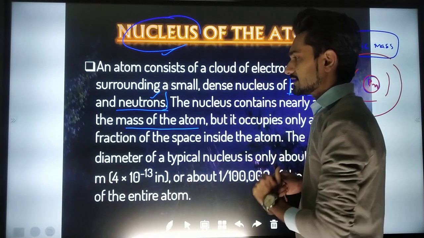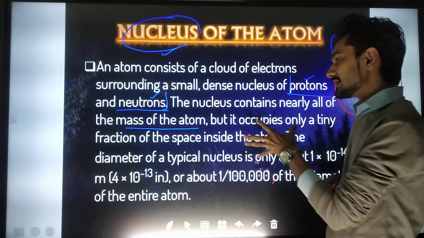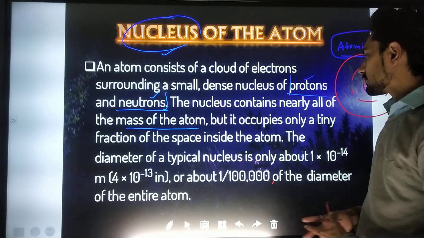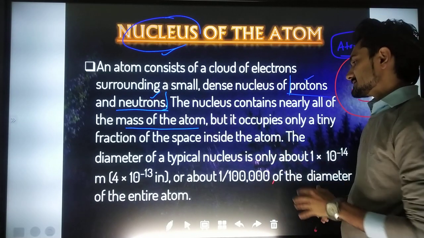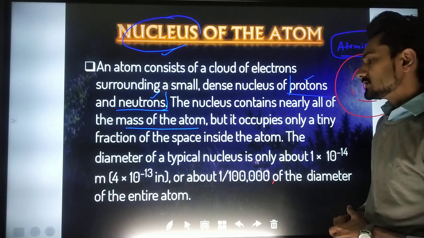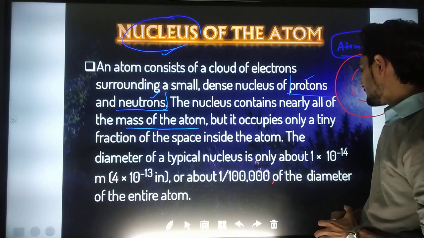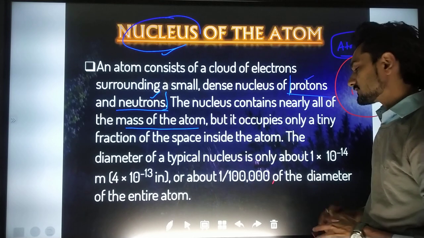Let's go ahead and see what they are talking about. But it occupies only a tiny fraction of the space inside the atom. The diameter of a typical nucleus is only about 1 into 10 raised to minus 14.